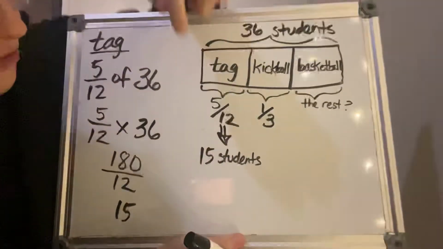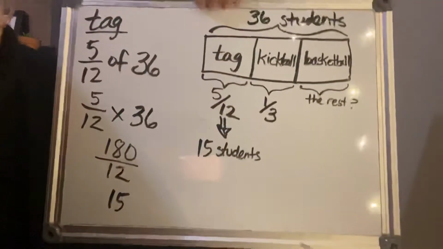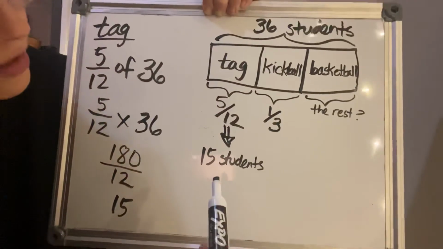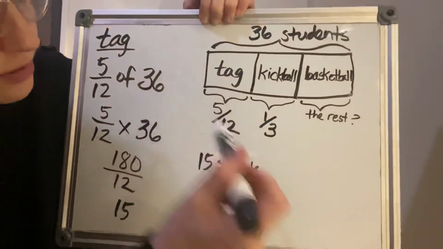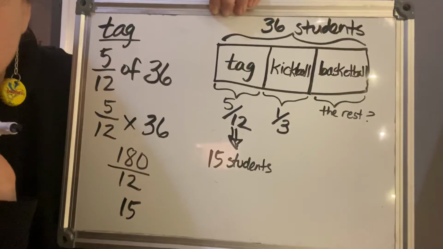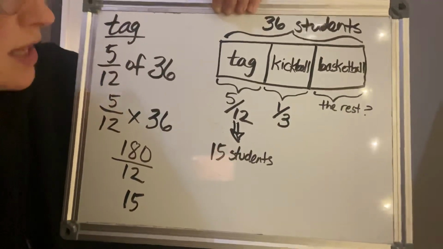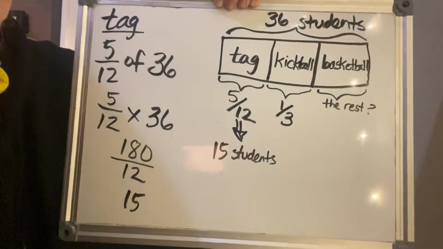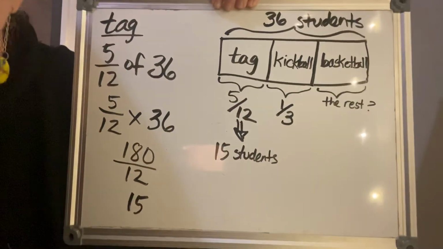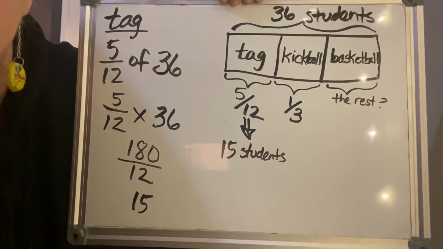So now that we know 15 students played tag, use the same strategy. Use what you know about kickball. Figure out how many students played kickball. Think about it. Think about what you just did. Think about how you can use that to figure out how many students played kickball. Calculate that, answer on the next slide, and we're going to go over it. Great work.